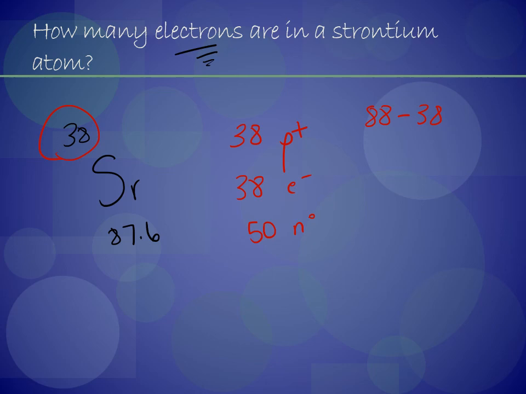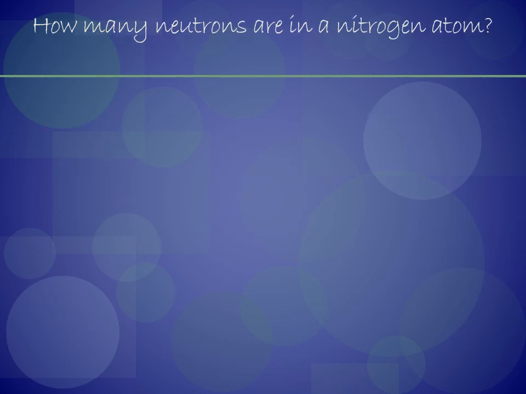Okay, let's try one more. How many neutrons are in a nitrogen atom? So if you're looking at your periodic table, nitrogen has an atomic number of 7 and an atomic mass of 14. So that means 7 protons, 7 electrons, because that comes from the atomic number. And then this one is unique because it also has 7 neutrons, and that comes from 14 subtract 7 is equal to 7. That doesn't always happen, that your 3 subatomic particles are the same number, but it can happen.